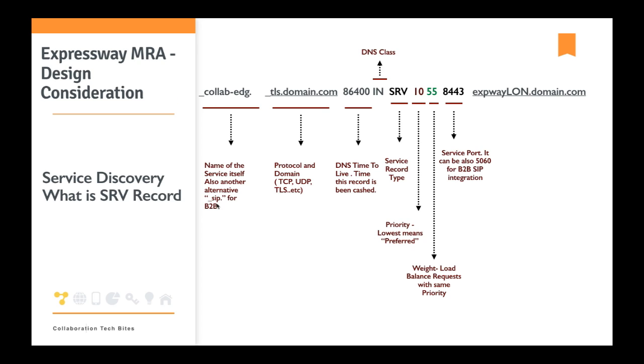8443, this is the service port. The service port is used for MRA, but if we are using it for business to business, we replace that with 5060, or 5061 in case we're talking about secure SIP integration. And of course, the final thing is the target A record. The target A record should be in a fully qualified domain name format. I need to populate it everywhere, and then you resolve that A record to an IP address that will actually be used.